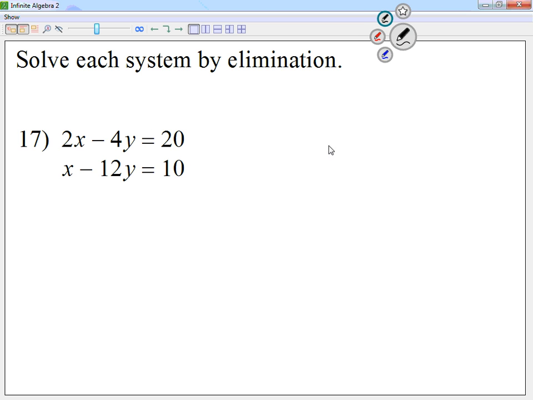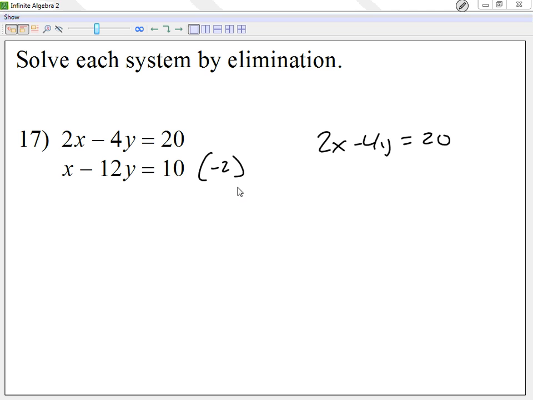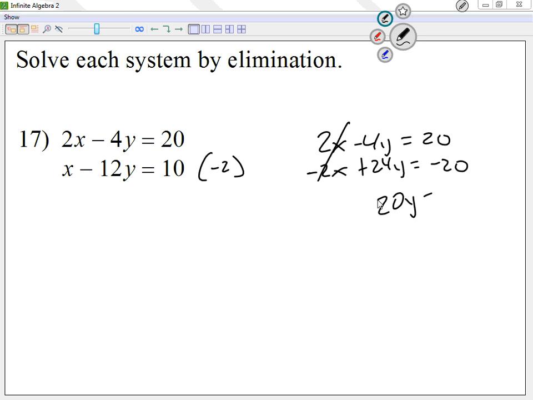Let me just copy the first equation as it is. 2x minus 4y equals 20. Let me multiply the second equation by negative 2. So multiply everything on the second one by negative 2. So I get negative 2x plus 24y is equal to negative 20. Because I wanted the x's to cancel out. So I get 20y is equal to 0. So I know y is equal to 0.